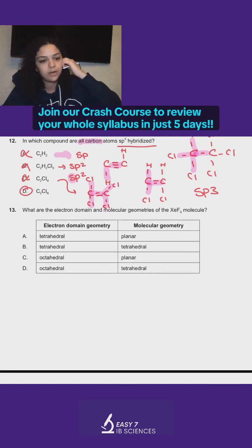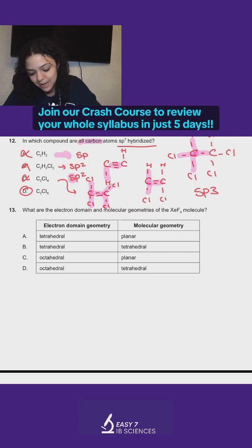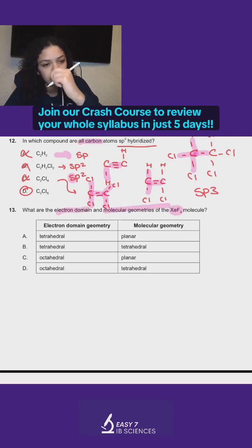Okay, this is also, unfortunately, an HL question. It says, what are the electron domain and molecular geometries of the xenon fluoride molecule?